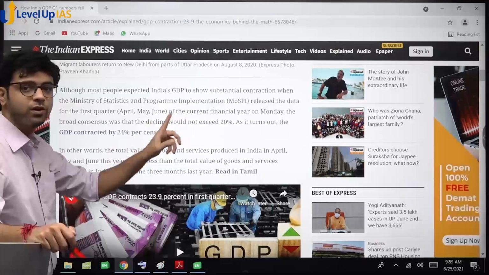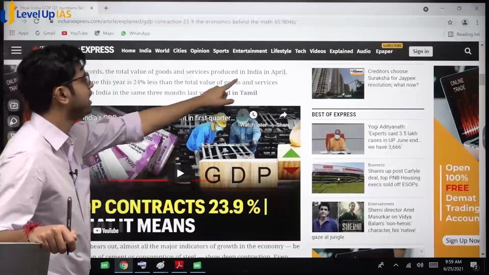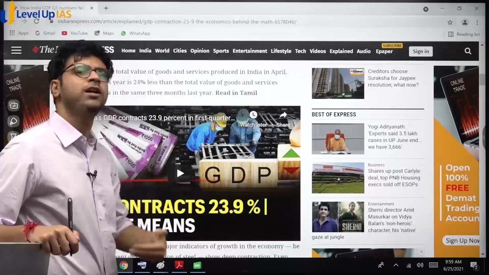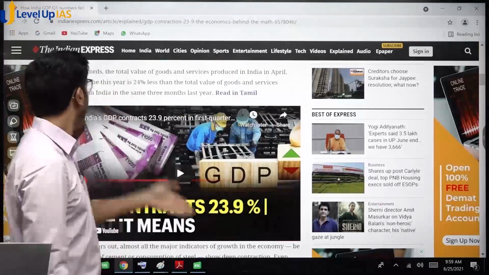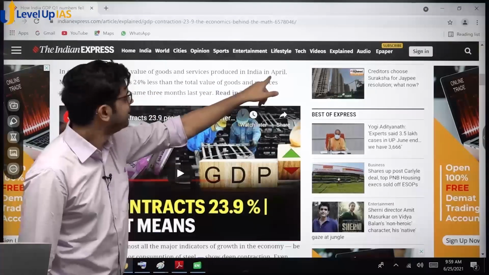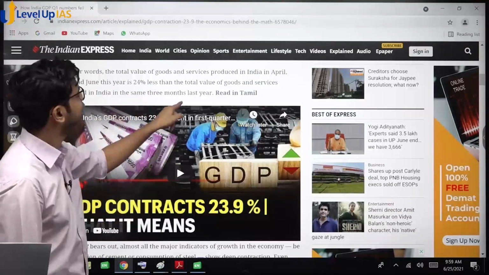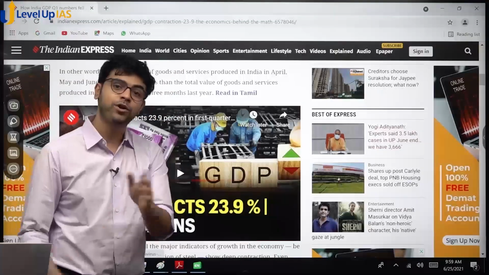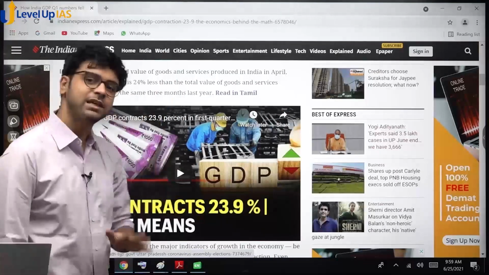Remember Q1, April, May, June, because April is the financial year beginning. In other words, the total value of goods and services produced in India in April, May, June. Have we learned this somewhere? We have learned a more technical one, final value of all goods and services. Same words. Total value of all goods and services, which means GDP, produced in India in April, May, June, 3 months, Q1, is 24% less than the total value of goods and services produced in India, GDP, in the same 3 months last year. Remember I told you they do Q1 on Q1, Q2 on Q2 comparison. Same thing. If you are able to read the Indian Express explained page, it is done.